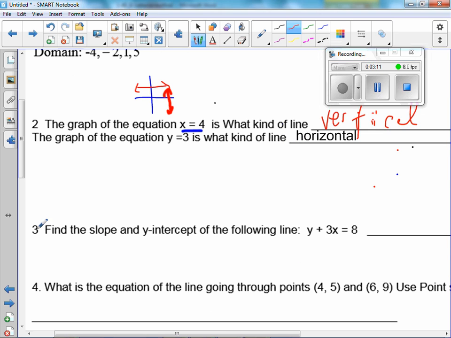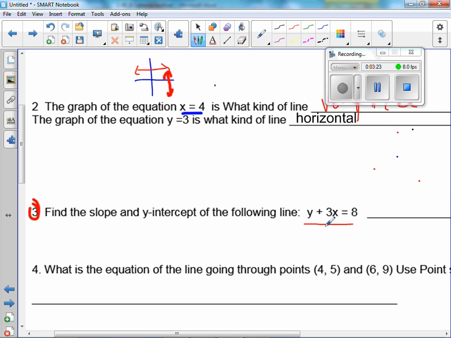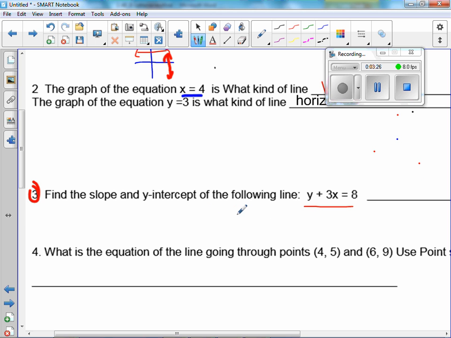Now here, number 3 is find the slope and y-intercept of the following line here. So in order to do that, you have to change the equation into y equals. So to do that, you have to move the 3x to the other side of the equal sign. So the 3x changes from a positive to a negative 3x. And you still have plus 8.